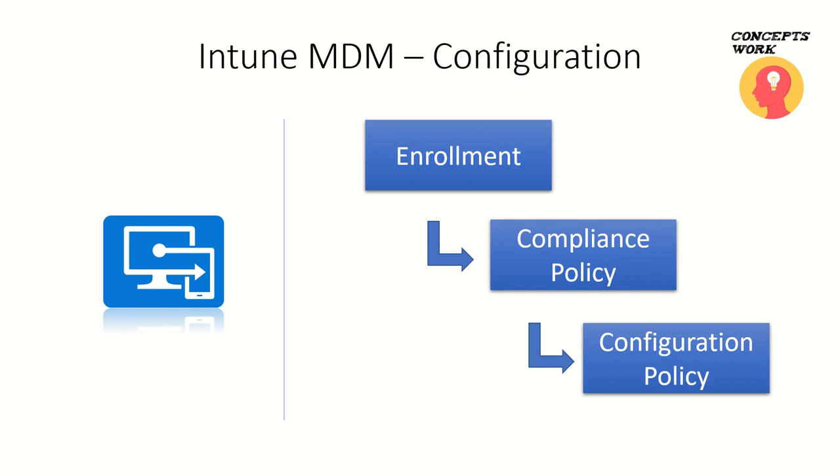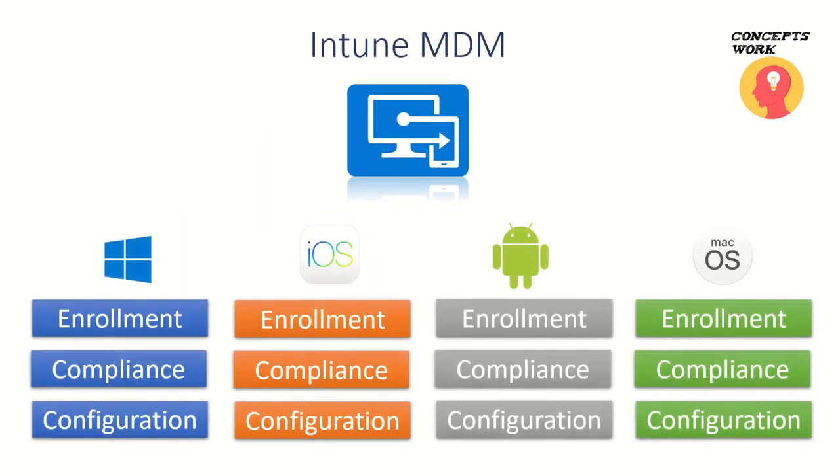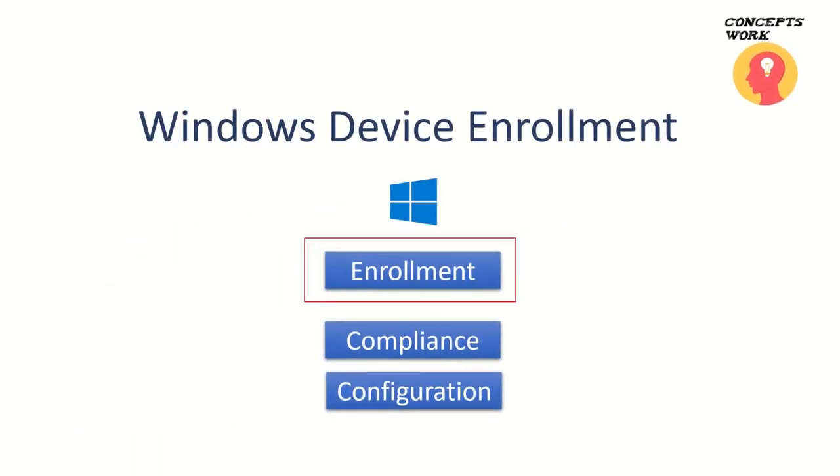All these three sections of policies, which are enrollment, compliance, and configuration, can be defined for four different platforms: Windows, iOS, Android, and macOS. Practically, it is not possible to cover all of them in one single video. Since this is the first video of the MDM series, we are starting off with Windows enrollment settings.